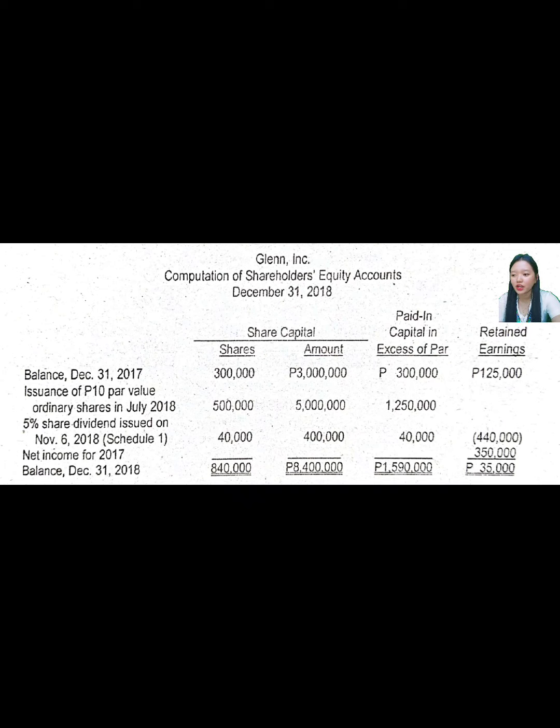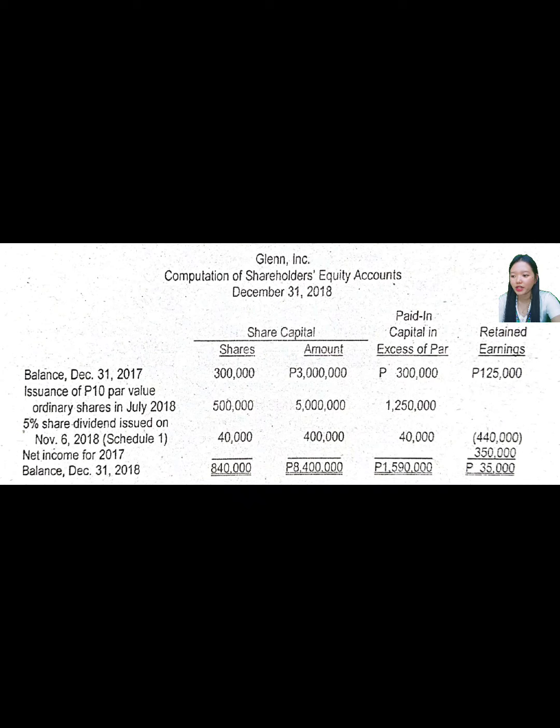So, the 5% share dividend issued on November 6, 2018, in our Schedule 1: our share capital shares is 40,000 and our share capital amount is 400,000 pesos, and paid-in capital in excess of par, 40,000 pesos, and credited by our retained earnings, which is amounting to 440,000 pesos, and our net income for 2017, which is 350,000 pesos.